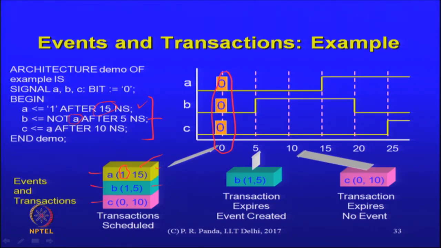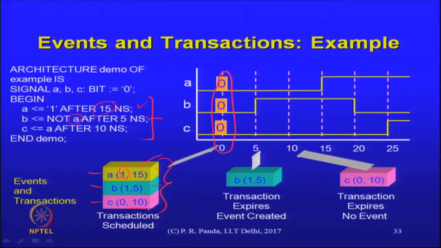Fine. C takes the value of A after 10, that results in that transaction C 0 10. Current value of A is 0 and it is being scheduled after 10. So, these are the 3 transactions that are entered into the system at time 0. So, when time changes, maybe some new events occur, then we will subtract some transactions from there, remove some transactions and add possibly new transactions. That is how the simulation's working goes.